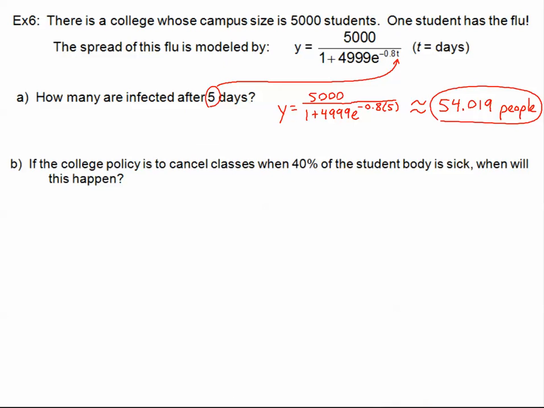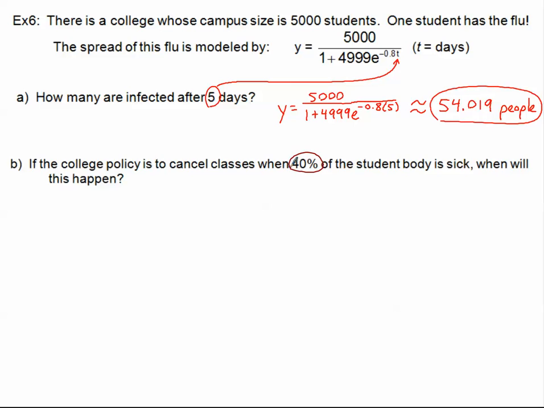So the second part of our problem is a little bit trickier. It says if the college policy is to cancel classes when 40% of the student body is sick, when will this happen? Well, hopefully this college has learned that there are actually medications and things like coughing into your sleeve or your hands so that you're not just coughing all over everybody, such that 40% of the student body is sick. But okay, let's see what happens.